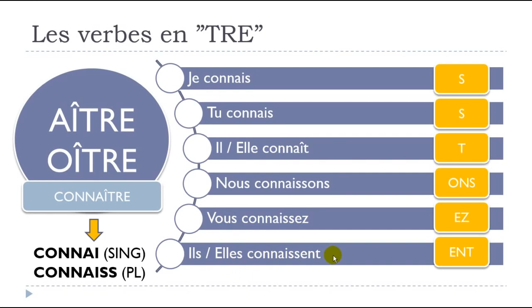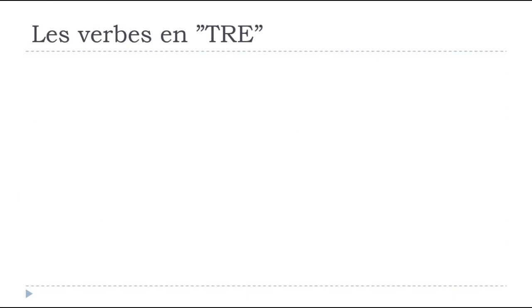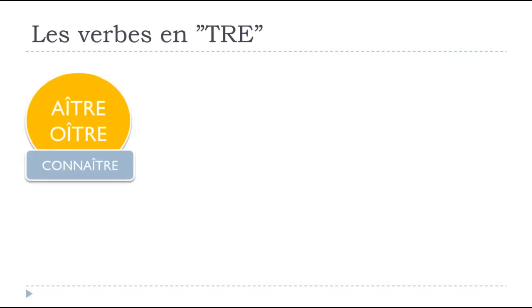Alright? It's probably a bit difficult at the beginning, but once you have the idea that you get two different stems for the singular and for the plural, then it's actually quite easy. Regarding the circumflex, it's up to you if you want to write it or not, but you should put it, of course. Let's see now the verbs that are conjugated like connaître.